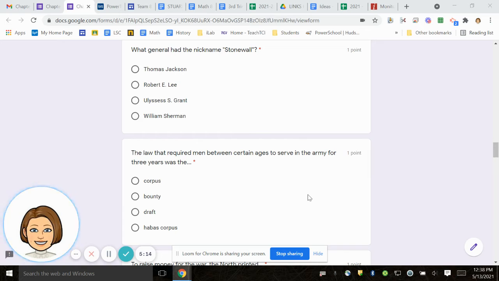Number 9. Which general had the nickname Stonewall? Thomas Jackson, Robert E. Lee, Ulysses S. Grant, William Sherman.